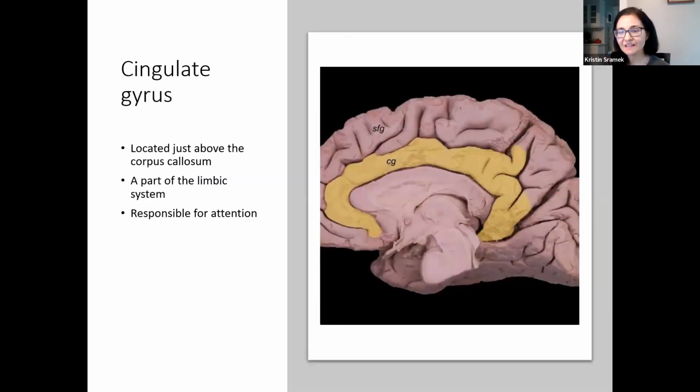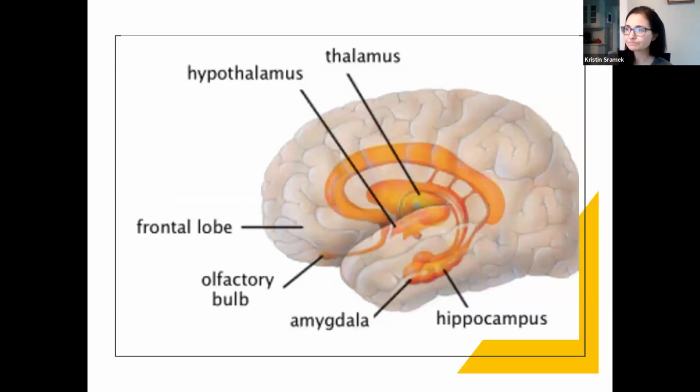We also have this thing called the cingulate gyrus. This is another part of the limbic system. It's a specific gyrus, kind of like that specific sulcus, the central sulcus that divides the frontal lobe from the parietal lobe. This is a specific gyrus, and it sits right on top of the corpus callosum. Remember, the corpus callosum is what allows communication between the hemispheres. The cingulate gyrus sits right on top of that, it's a part of the limbic system, and it's also in part responsible for attention. So whenever you're paying attention to something, the cingulate gyrus is involved in that process.